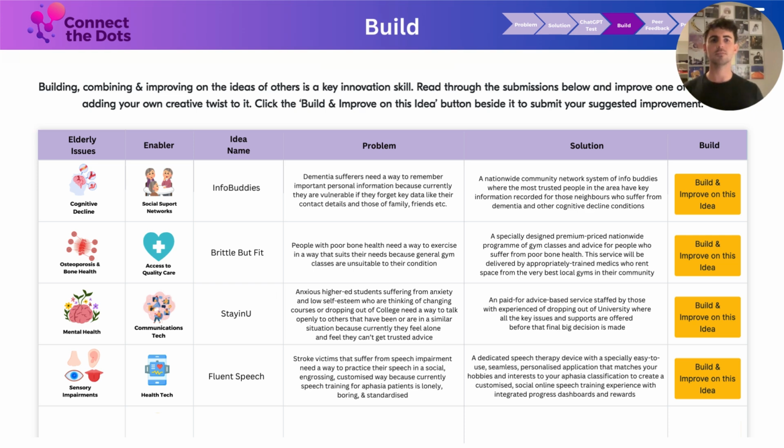The testing stage is made up of two components. After the students have tested their idea using ChatGPT, we move on to peer feedback. So here, students are encouraged to critically analyze the ideas of their peers. They practice a different component of the creative skill set as they're now asked to build, combine, and improve on one of the ideas of the other teams with their own creative twist.